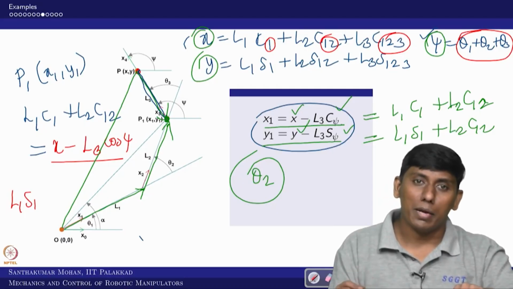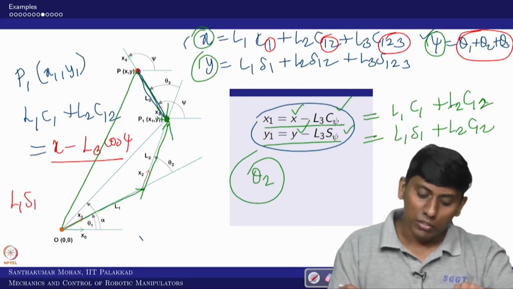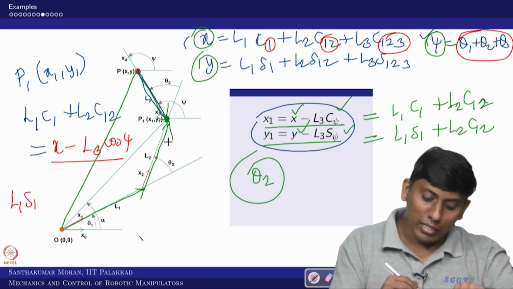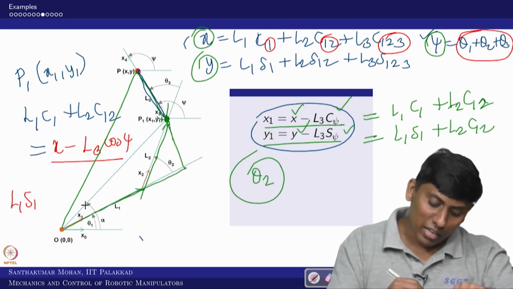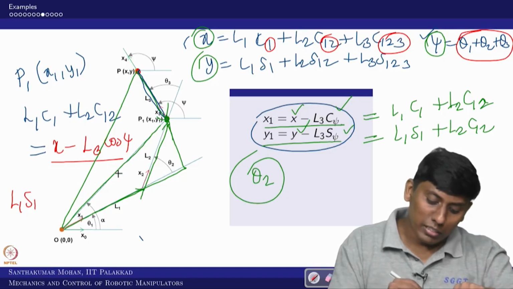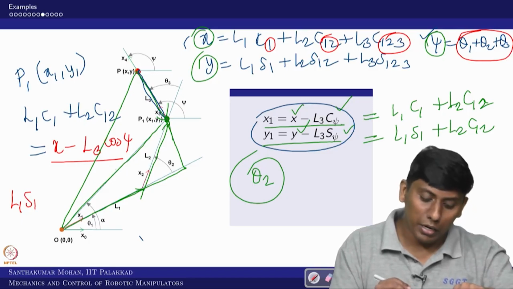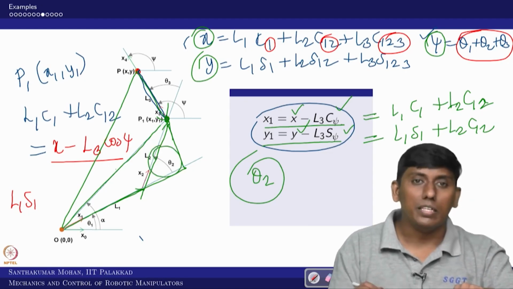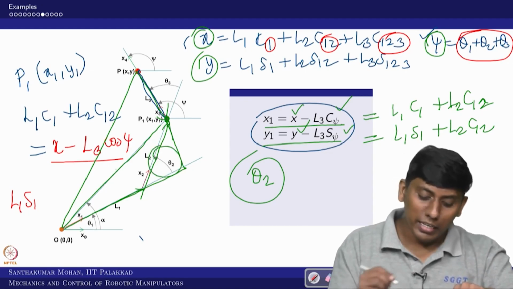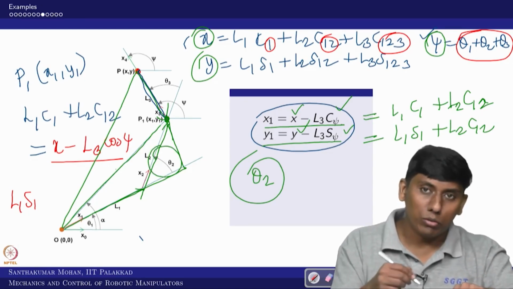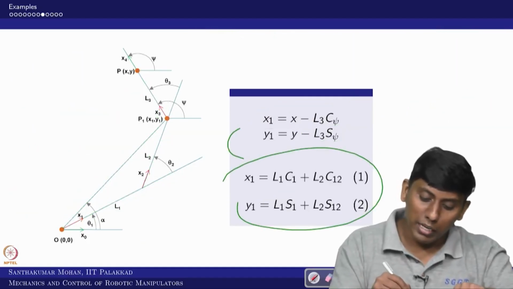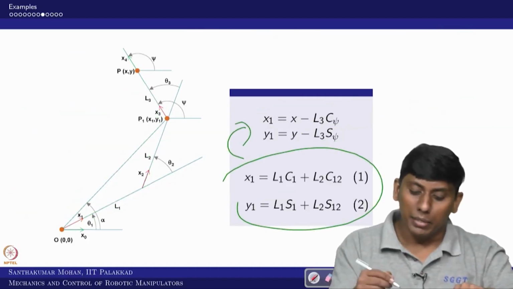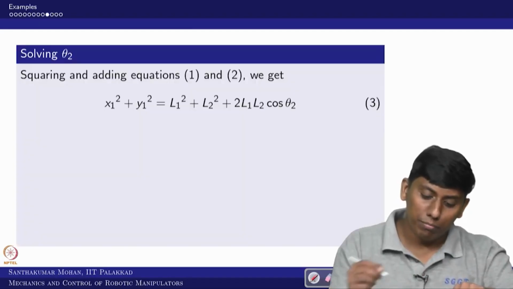That is what I am trying to see. Squaring and adding means I am taking this as this length, and to simplify further I will get theta 2. Once I get this, then I will come back to theta 1. How? I will show you that. Right now these two are equal. I am rewriting it for my own benefit.